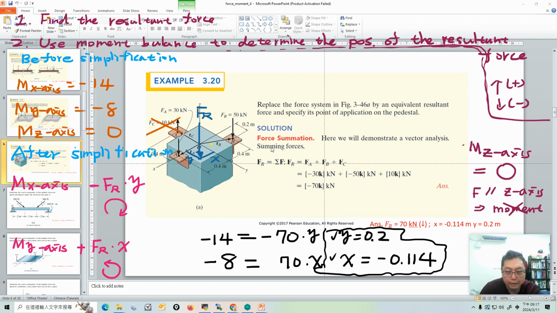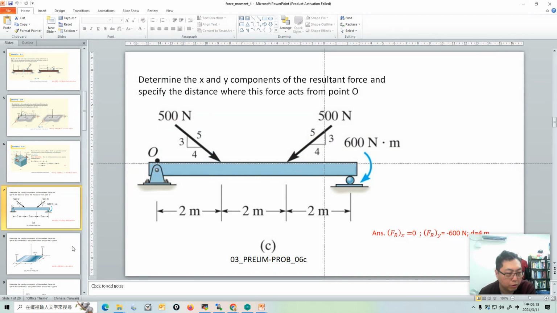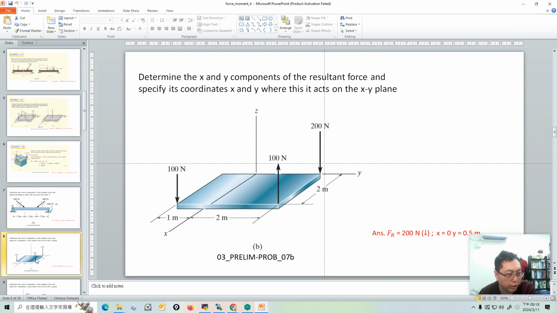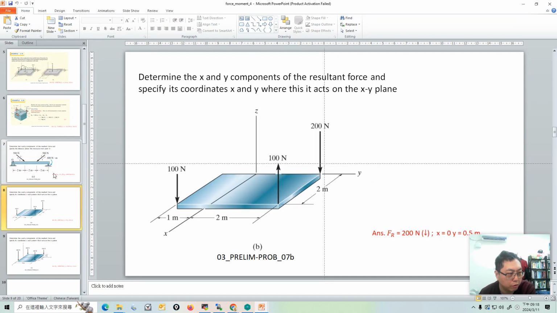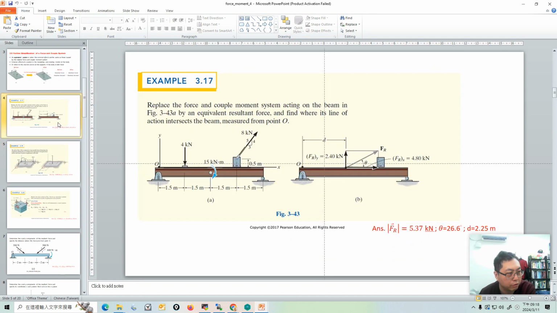I think you need to convince yourself of this. Maybe you are not really familiar with this assumption. Here is the simplification problem. In my PowerPoint, I have another simple example for you to calculate the resultant simplification, and I also give you the answer. Try this by yourself, because this will be used a lot in mechanics of materials calculations.